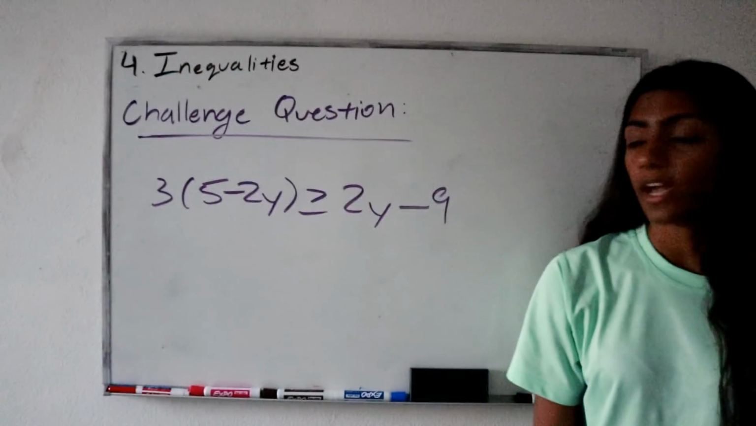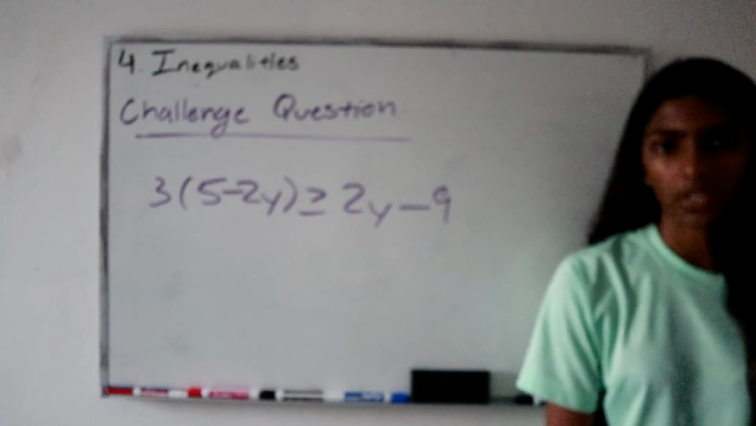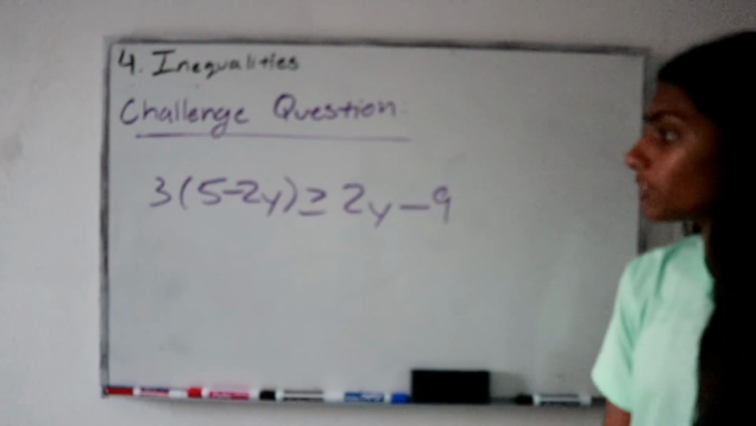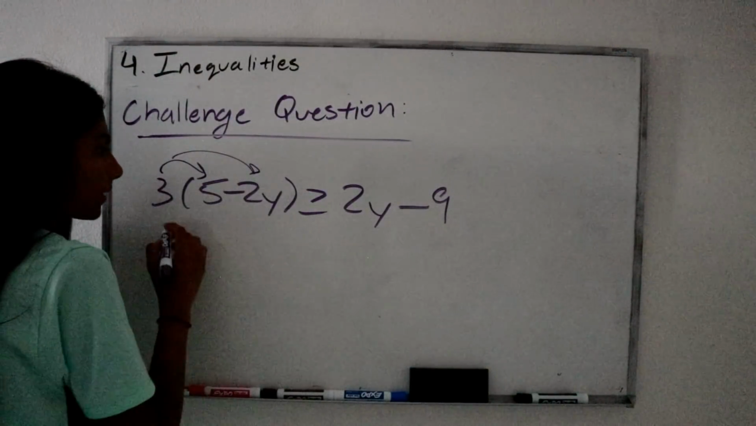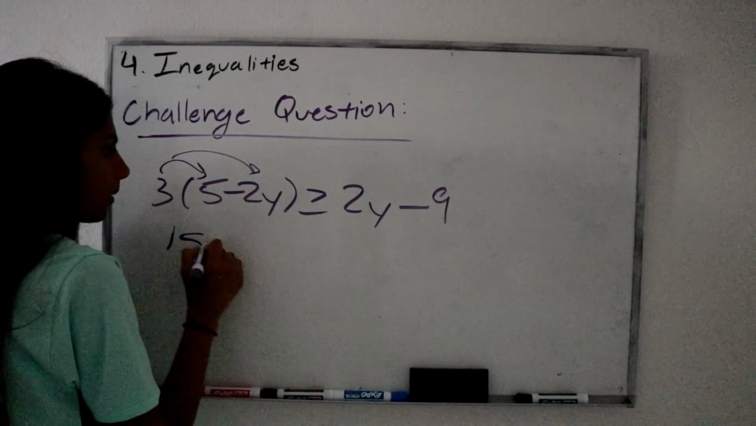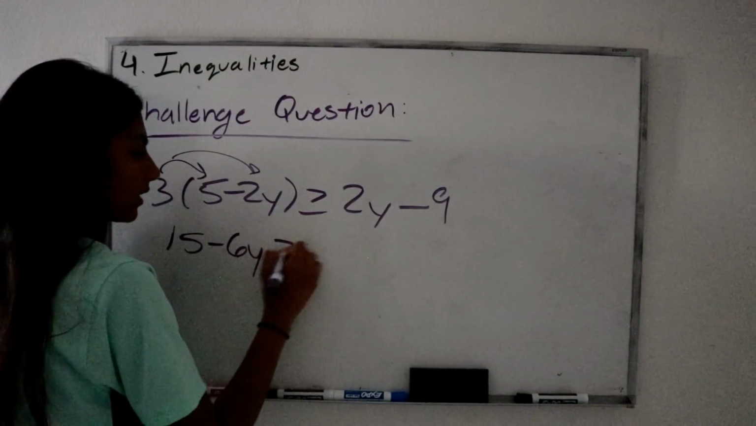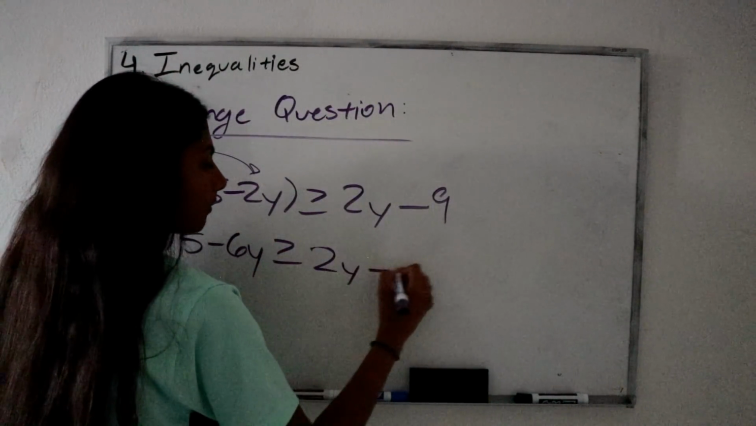Before we're finished, I want to go over a really quick challenge question. 3 times (5 minus 2y) is greater than or equal to 2y minus 9. Let's see if this is true and find y. First we're going to distribute the 3. So this is going to be 15 minus 6y is greater than or equal to 2y minus 9.